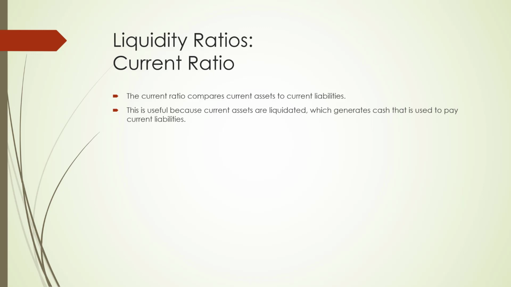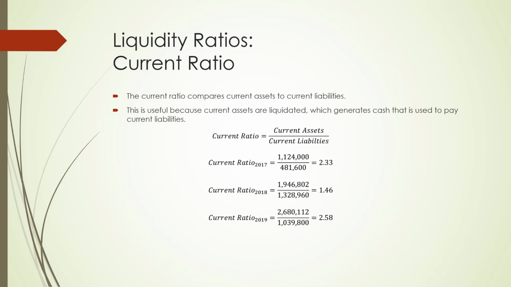So it makes sense to compare current assets to current liabilities. And the formula is simply current assets divided by current liabilities. Now, clearly, we would like to see this ratio above 1, and it depends on the industry, but generally something around 2 or more is probably good. And here's the calculations for each of the years. So you notice in 2017, it was 2.33, but it dropped dramatically down to 1.46 in 2018. And it's expected to rebound in 2019.